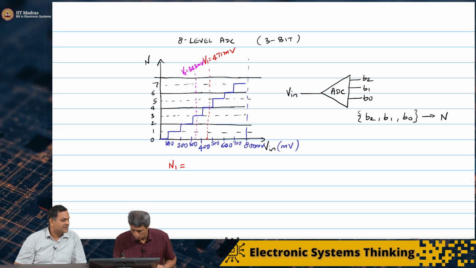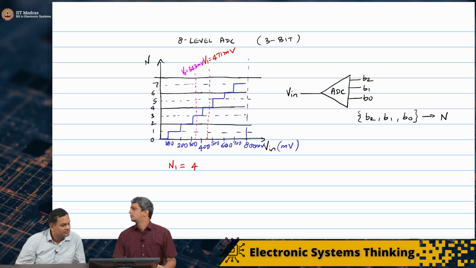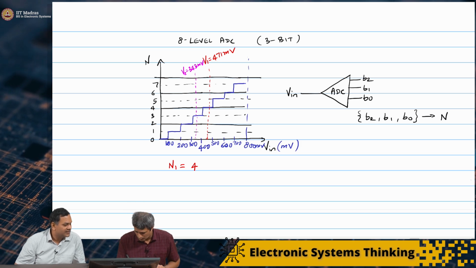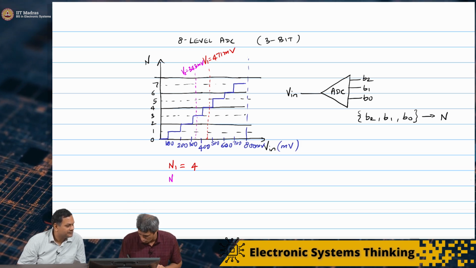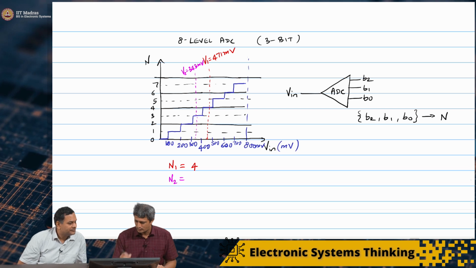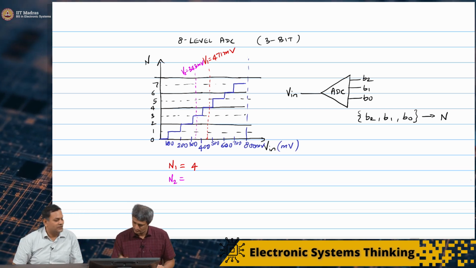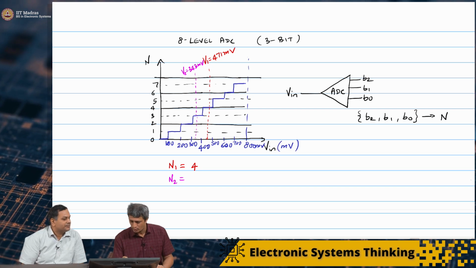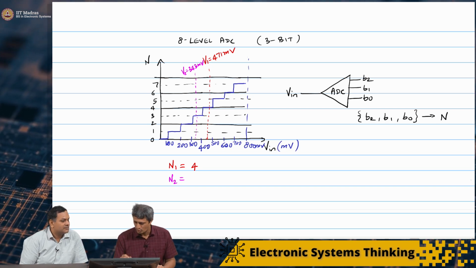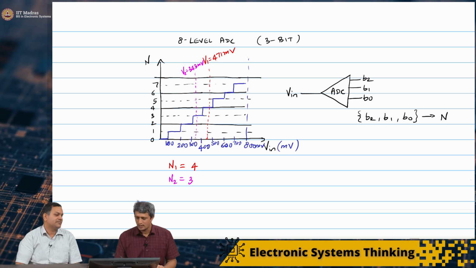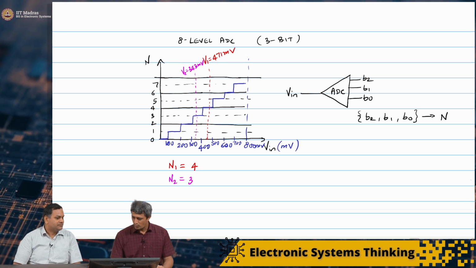Therefore, the code corresponding to V1 in red is going to be 4. V1 is 471, so it will be 4. And the code corresponding to V2 is going to be 3.